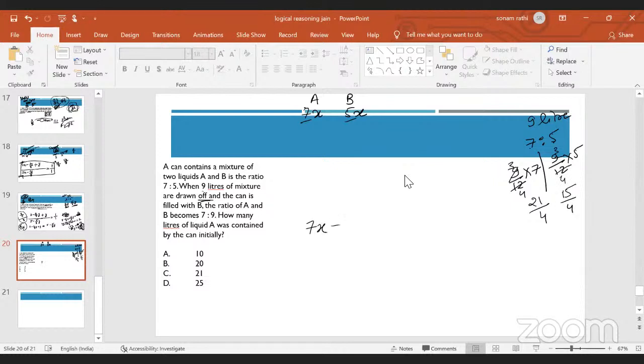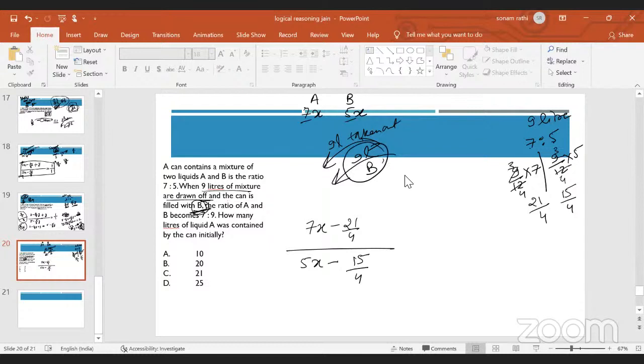So 7x minus 21 by 4 upon 5x minus 15 by 4. And they are saying a 9 liter mixture is drawn and the can is filled with B. So it means again they are putting 9. They have taken out 9 liters from this, and they're again putting 9 liters back in. 9 liters of what? Solution B. So in B we will add 9 also. Ratio becomes how much? 7 is to 9. That's it.